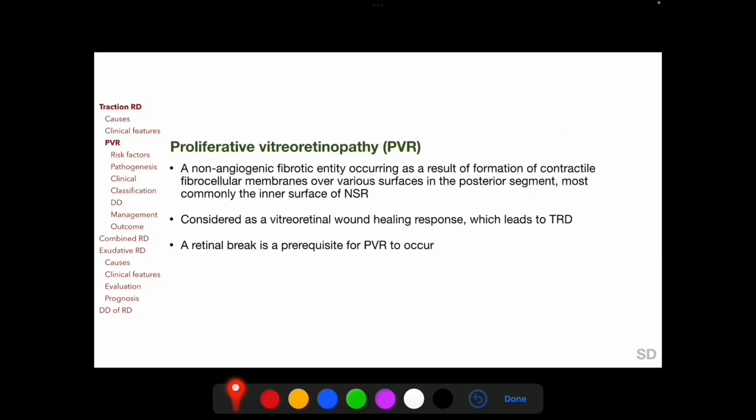Proliferative vitreoretinopathy or PVR is a non-angiogenic fibrotic entity, that is, it is fibrous and not fibrovascular, occurring as a result of formation of contractile fibrocellular membranes over various surfaces in the posterior segment, most commonly over the inner surface of the neurosensory retina. It is considered a vitreoretinal wound healing response which leads to tractional retinal detachment, and a retinal break is a prerequisite for PVR to occur, and this is important to remember.